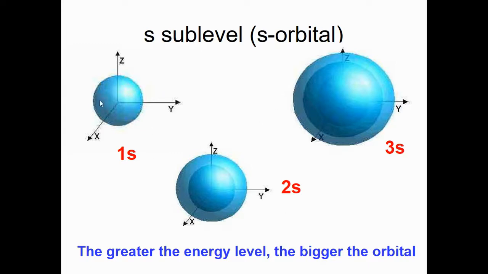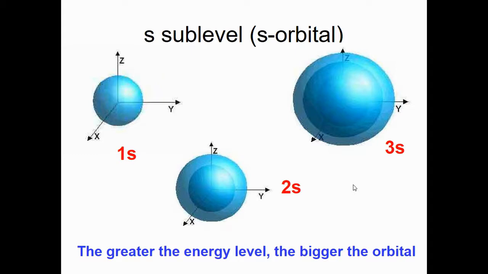You have 3 types. You have 3 sizes. Your 1s orbital is smaller than your 2s orbital, which is smaller than your 3s orbital. But they're all the same shape. They just have a different size. The higher your energy level, the larger your orbital. That's true for all orbital types.